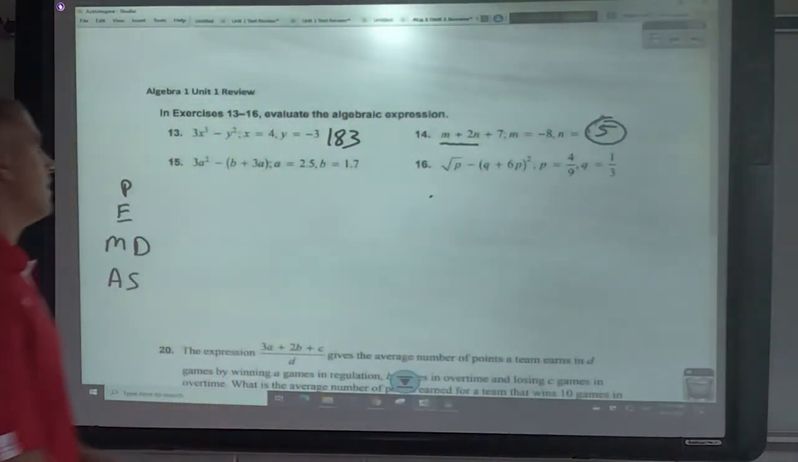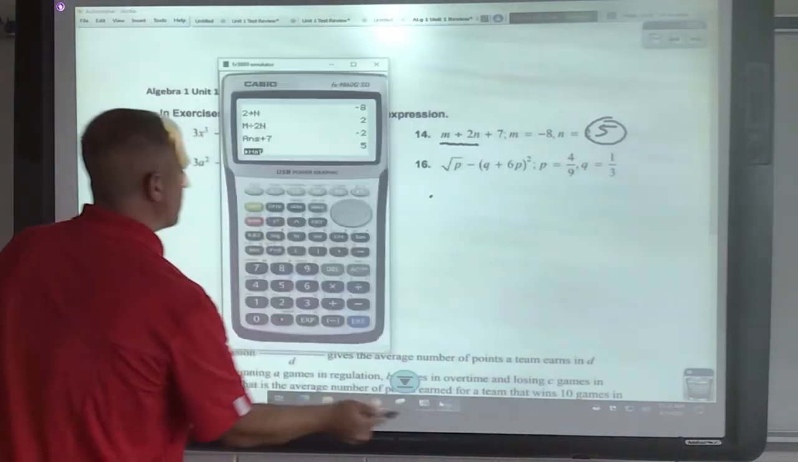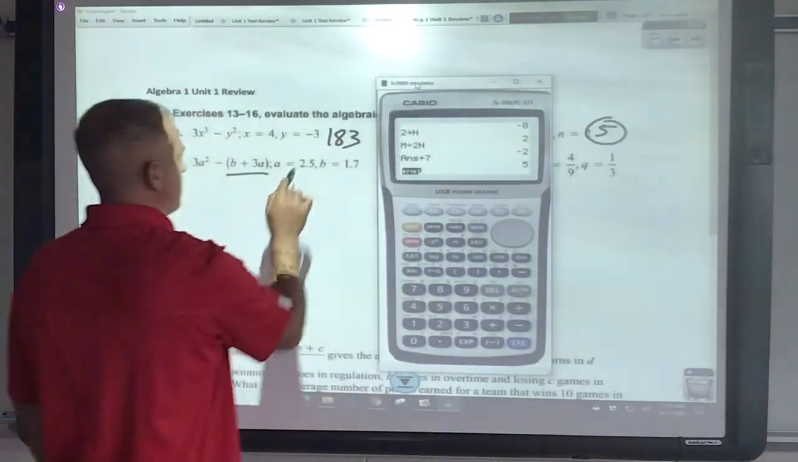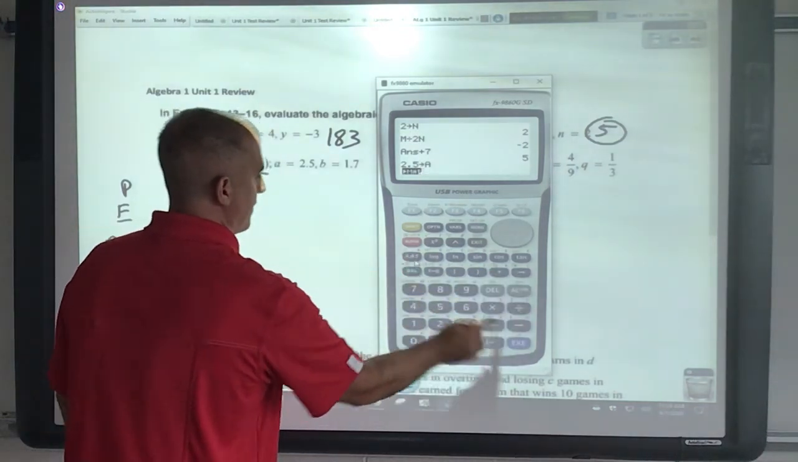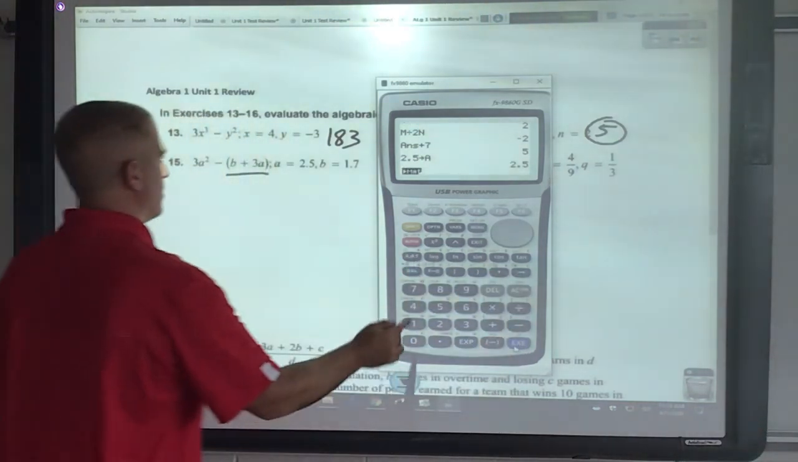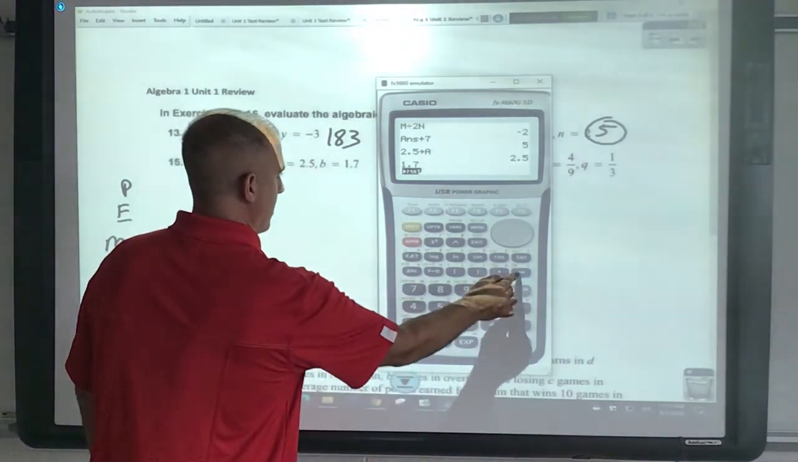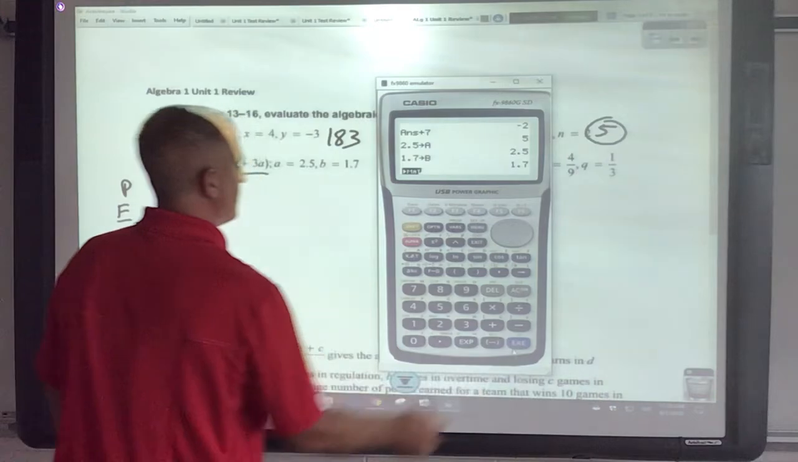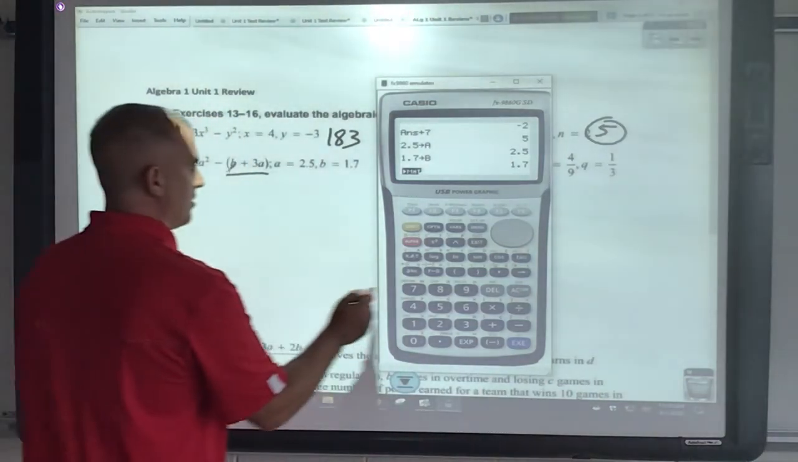I want to keep in mind that we want to do the exponents first here. So this is some decimals, but nothing's going to change. 2.5, arrow, alpha a, execute. B is 1.7, so 1.7, arrow, alpha b, execute. I want to handle that part first.